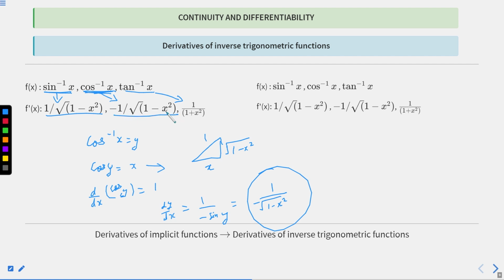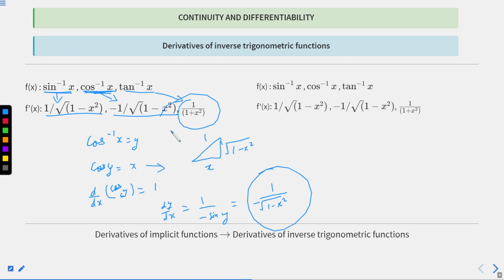Now for tan x, it will be very simple to evaluate. How? Just put it equal to y. This means tan y is equal to x. Now the derivative of tan x, you all know, is sec square x, so sec square y. This means dy over dx will be 1 by sec square y. Sec square y means 1 plus tan square y, which you can directly evaluate without any problem. So you will get 1 by 1 plus x square. I hope that you got it.